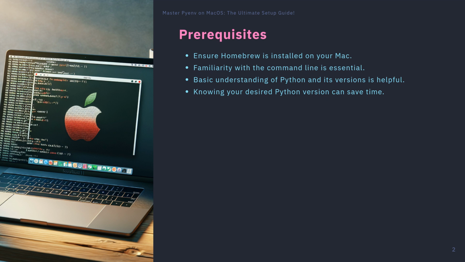Besides Homebrew, familiarity with the command line is essential. You'll be using the terminal to run various commands throughout this process, so being comfortable navigating your file system and executing commands will be beneficial. Lastly, ensure that you have a basic understanding of Python and its versions. Knowing which version you want to work with can save you time during the setup. With these prerequisites in place, you're ready to begin the installation of Pyenv.